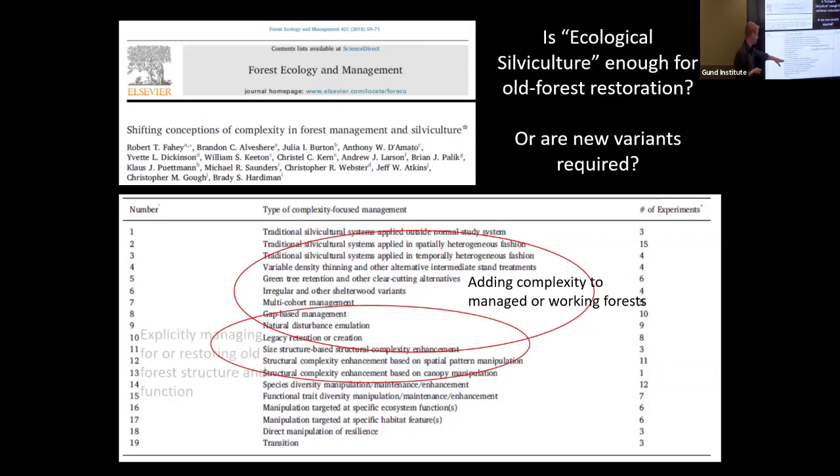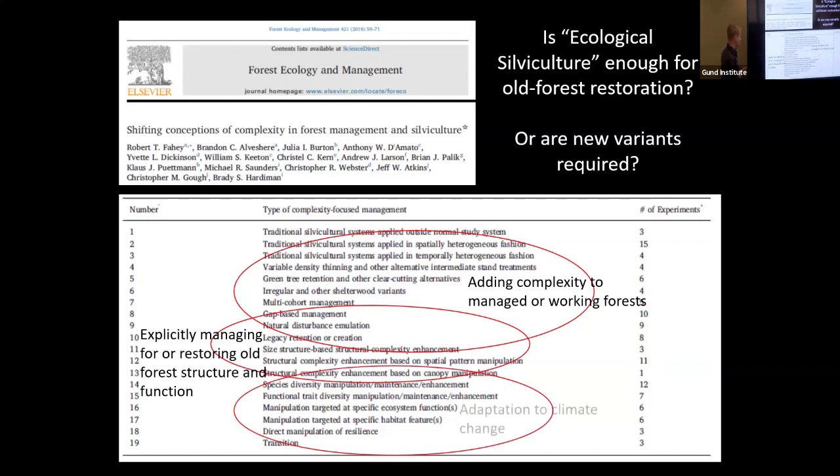We have some other systems that have been tested that are really more explicitly about restoring old forests, including my own research here in Vermont that I hope I have time to go over, as well as some systems that have been tested more for their adaptation values. So how do we adapt forests to climate change and shifting species ranges and species migration, those sorts of questions. Okay, so we have a range of options to choose from.